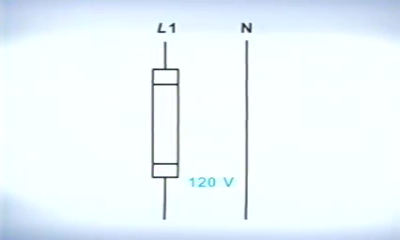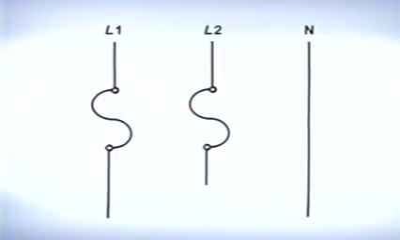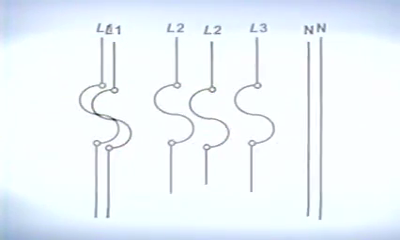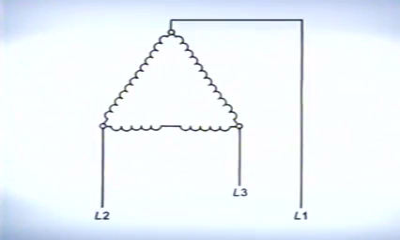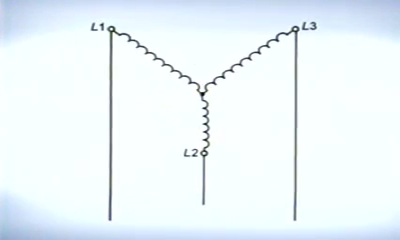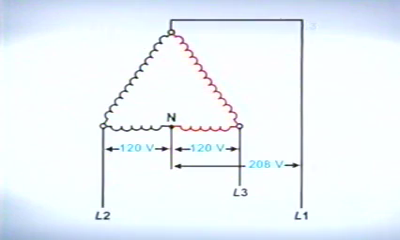120-volt single-phase systems use one hot leg and one neutral. 240-volt single-phase systems use 2 hot legs and a ground wire. 3-phase systems use 3 hot legs and a neutral. 3-phase systems can be configured as either a delta or a Y. The delta configuration is identified by the high leg that exists between one hot leg and neutral.